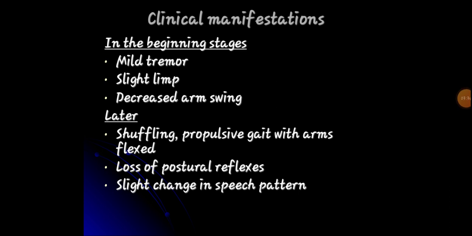Clinical manifestations: in the beginning stages, mild tremor, slight limp, decreased arm swing, later shuffling, propulsive gait with the arm flexed, loss of postural reflexes, slight change in speech pattern.